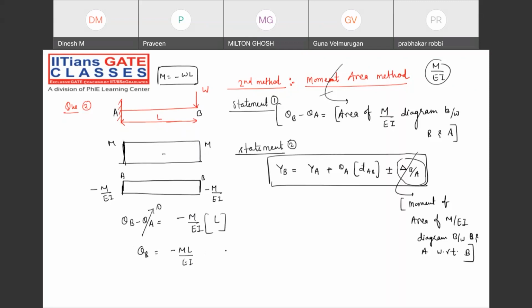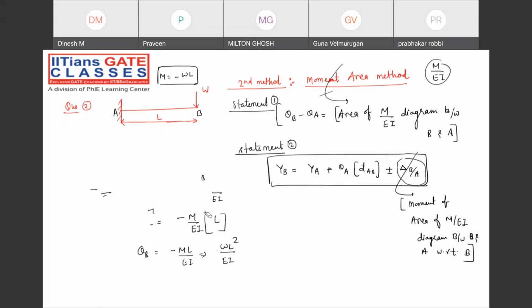And what is the M? Minus W into L. Sorry, W into L square divided by what? Sorry, guys. Whatever bending moment diagram you are drawing, that is incorrect. There is no concentrated moment. How can you say that this will be correct? And nobody is responding also.